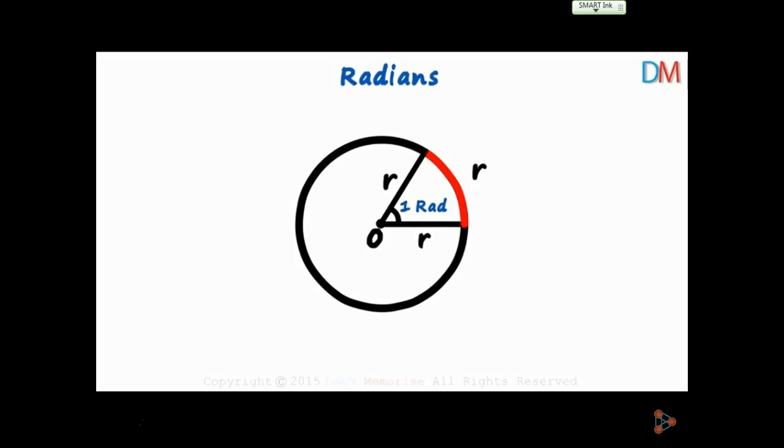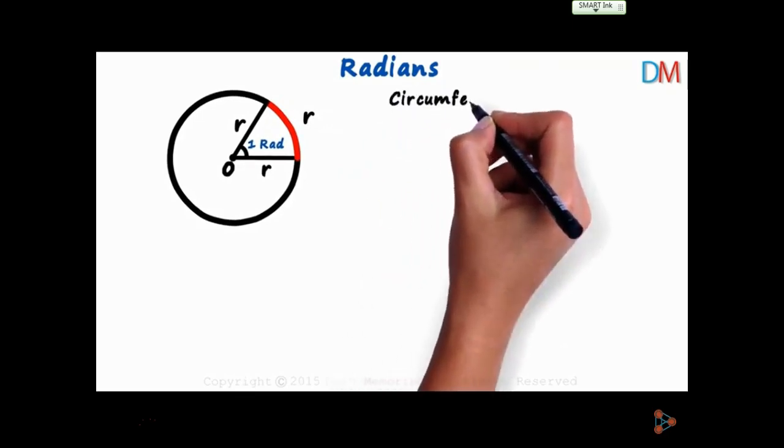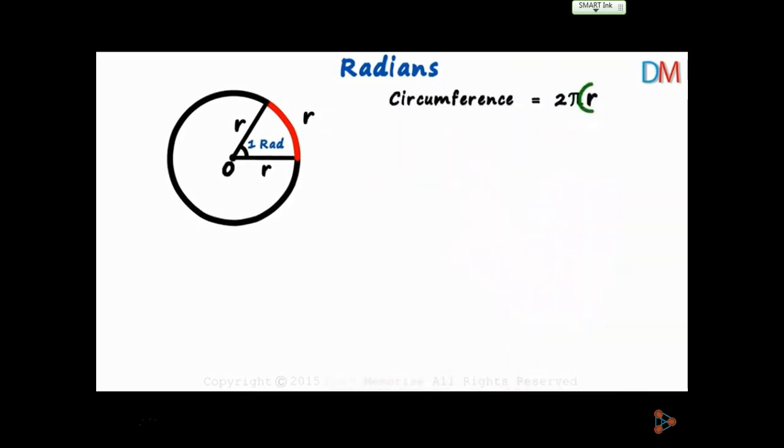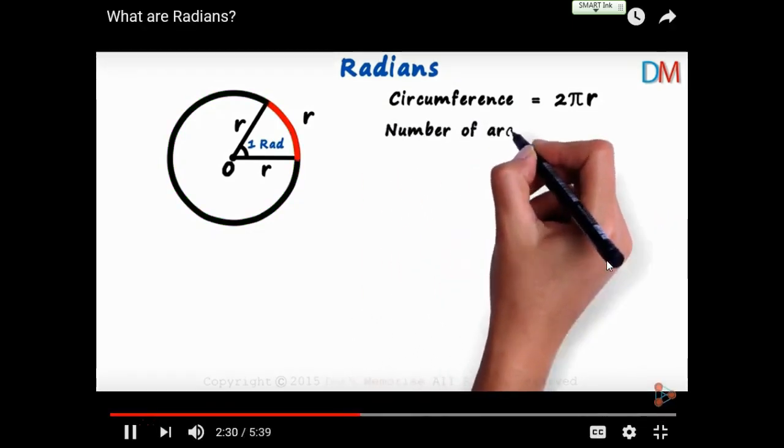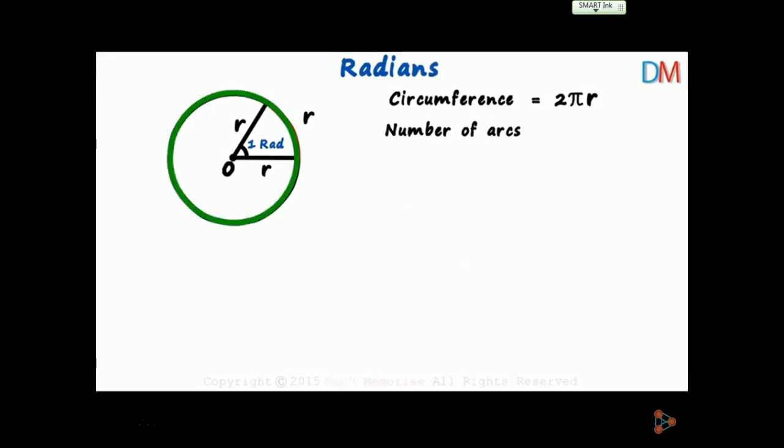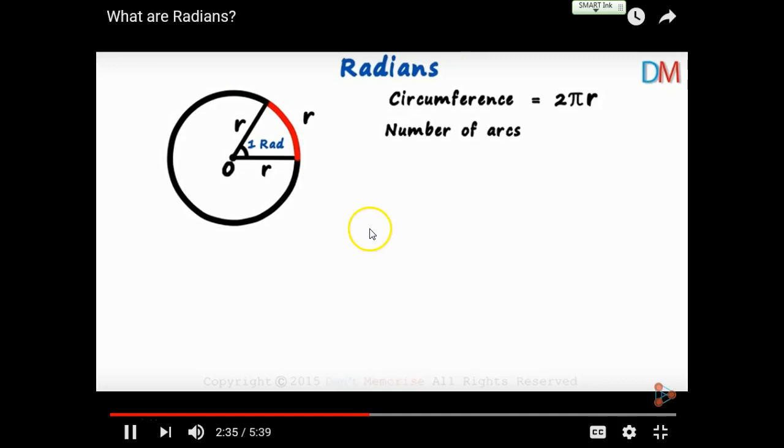But how are radians related to degrees? What would this angle be equal to in degrees? If you understood the concept of radians well, then understanding the conversion between degrees and radians would be a walk in the park. What is the circumference of a circle? It's 2 pi r, where r is the radius of the circle. We are talking about the circumference, which is the entire boundary of the circle. Now listen to the next question well. How many such arcs would you need to cover the entire boundary of the circle? Let me repeat the question. How many such arcs of length r would you need to cover the circumference of the circle?